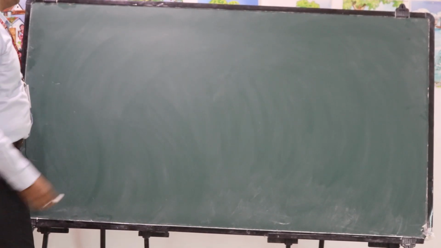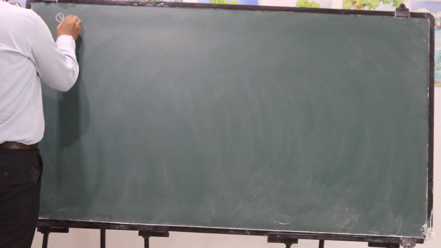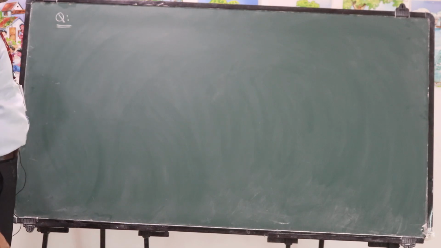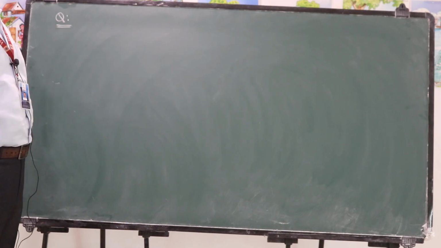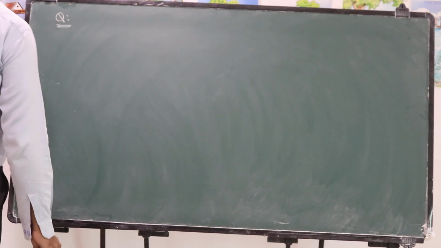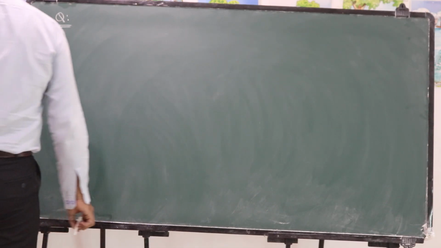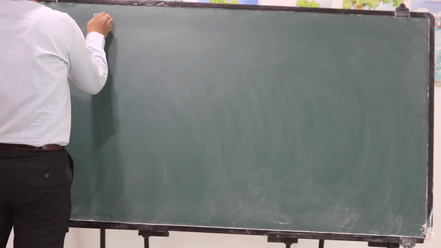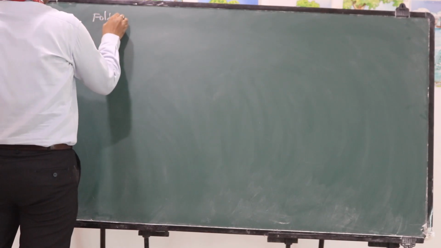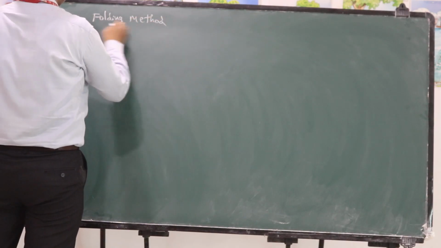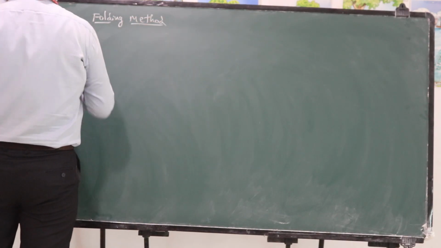Good morning, students. Today let us do one application related to effective resistance of a complex circuit. Yesterday we observed the symmetric method to solve the problem. Today it is also similar to the symmetric method. This method is called the folding method. In this folding method, I would like to solve this question.